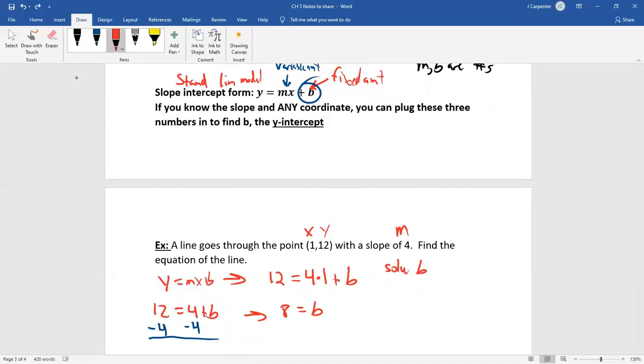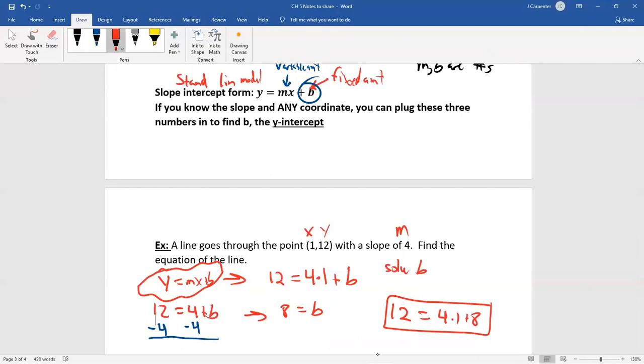They said to write the equation of the line. We need to write something like this, but with numbers in place of the M and B, and we leave the Y and the X alone. You might be saying, well, Mr. Beckner, why don't you leave the X as a 1 and the Y as a 12? Why don't you do this? Some student would think this is the answer. 12 equals 4 times 1 plus 8.